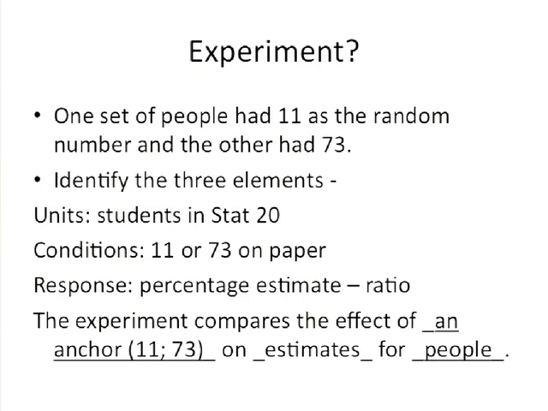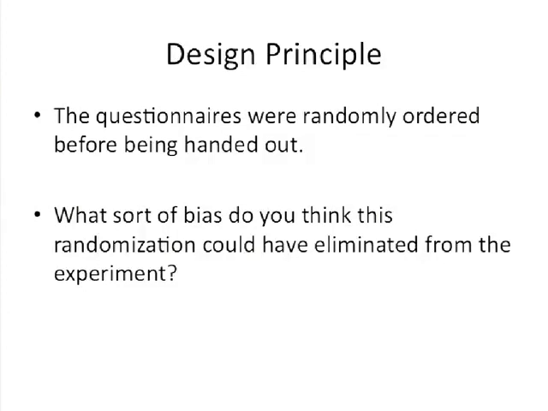Let's talk about the design principle. The questionnaires were randomly ordered before being handed out. That was my way of trying to do a random assignment, because it was going to be really hard for me to take everyone here, flip a coin, or somehow put your names in a box, and then when I pulled you out, you got one versus the other. That would take far too long, and oftentimes when you're doing designs for experiments, those are factors that you have to consider: how much money you have to do it the right way, and how much time you have.